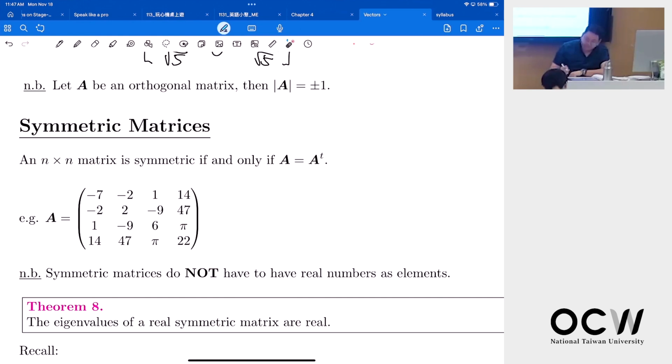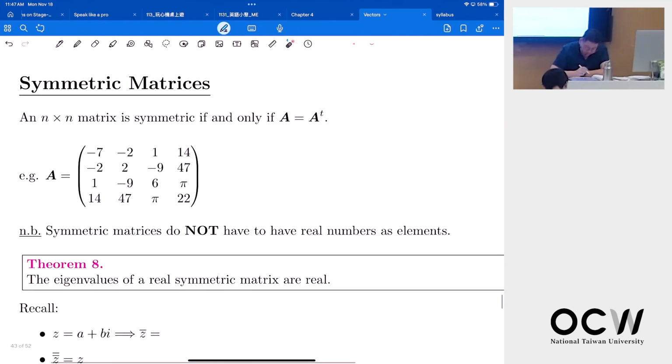Alright. For the symmetric matrix, if this is a real symmetric matrix, then the eigenvalues are also real. If it is 3 by 3, then the eigenvalues should also be real. How do we prove this?